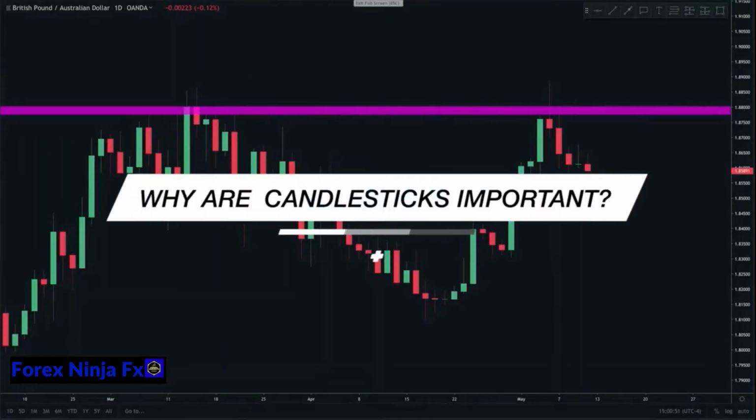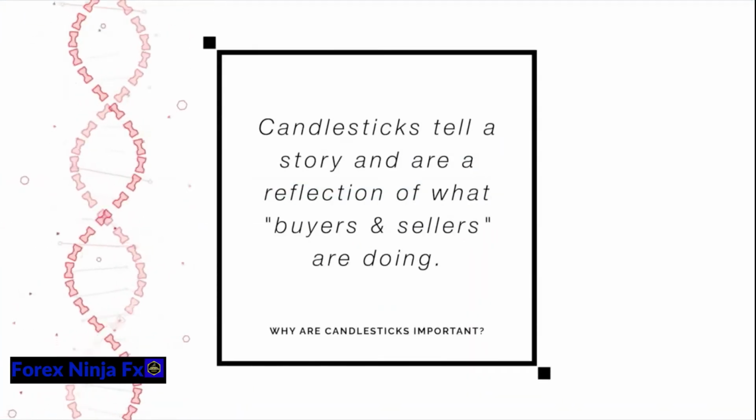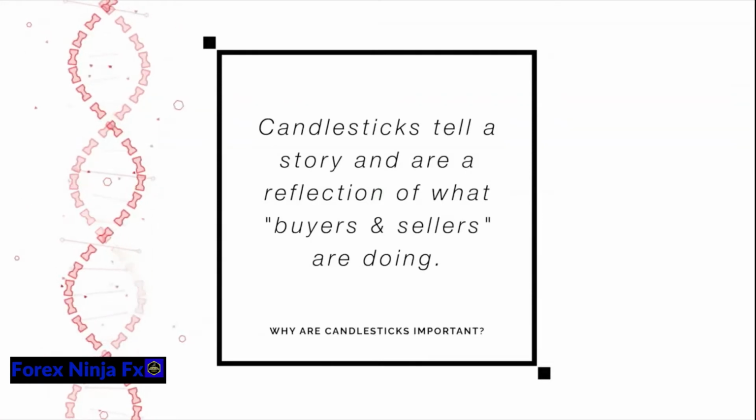So first, have the video set to 1080p. Why are candlesticks important to understand? Candlesticks tell a story and are a reflection of what buyers and sellers are doing.